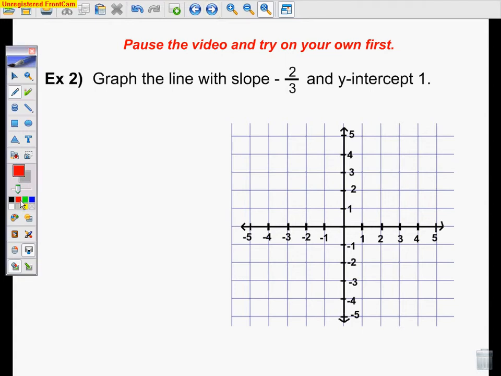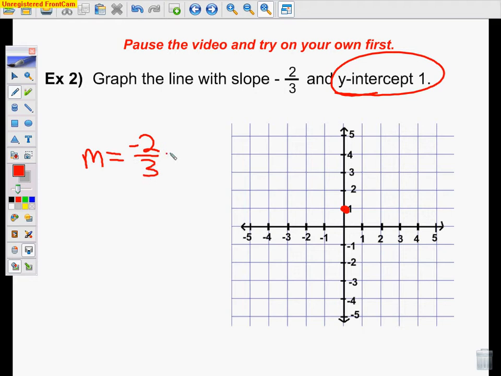So we see that we have a y-intercept of 1. So that is right here. And from that y-intercept of 1, we're going to graph our slope. Always, always, always start with your y-intercept first. So we know our slope is negative 2/3. Once again, that's our rise over our run. So from this point here, we're going to go a rise of negative 2, which once again is down 2. And then a run of positive 3, which is to the right 3.